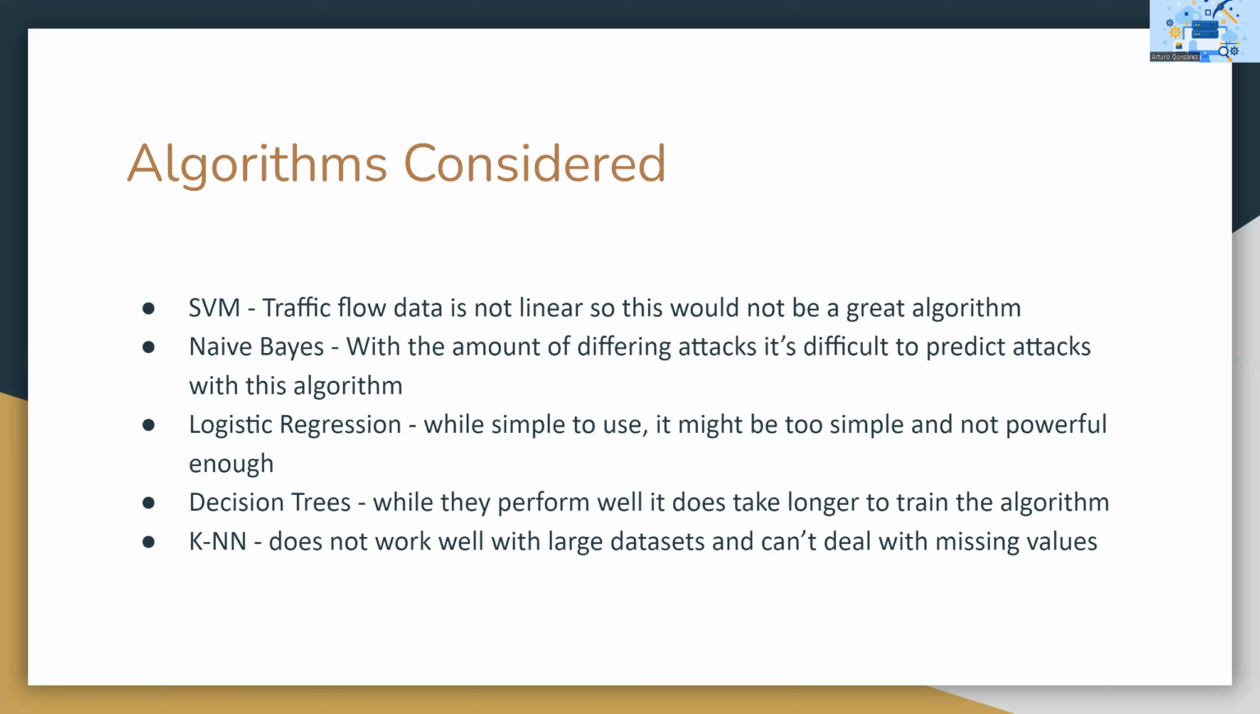Then there was logistic regression, which is simple to use, but it might be a little bit too simple and not powerful enough. Decision trees perform well, but they're a little slower than XGBoost. Decision trees was the other one that we really considered, but ultimately we found XGBoost more useful. And then K nearest neighbor, it doesn't work well with large data sets, and it can't really deal with missing values.